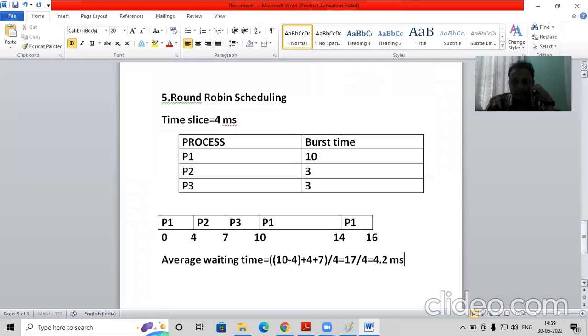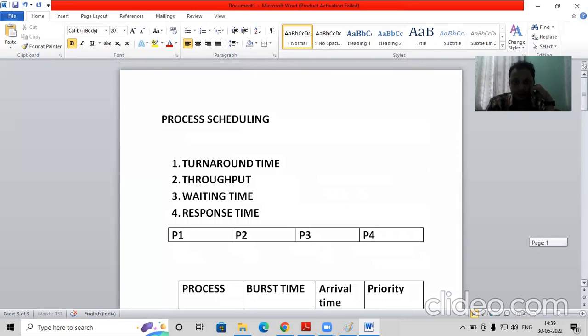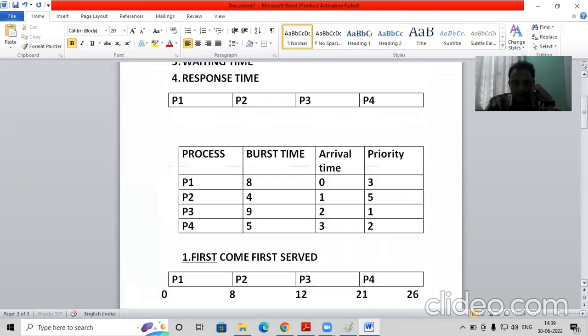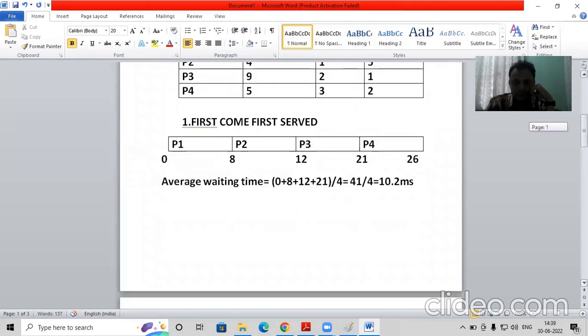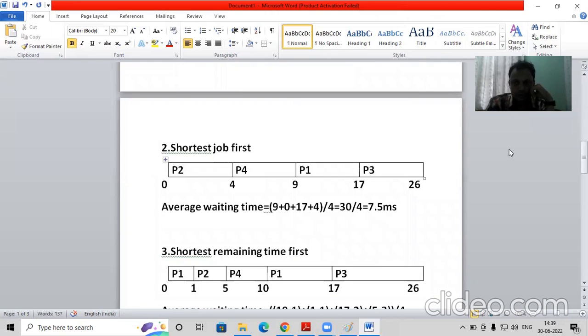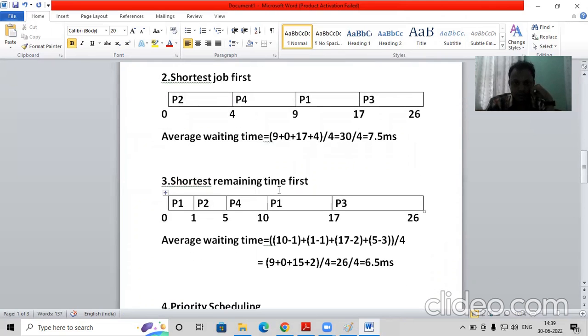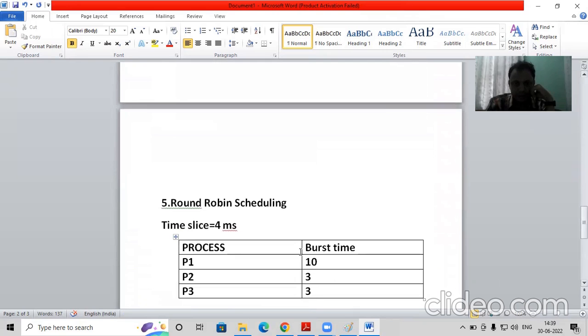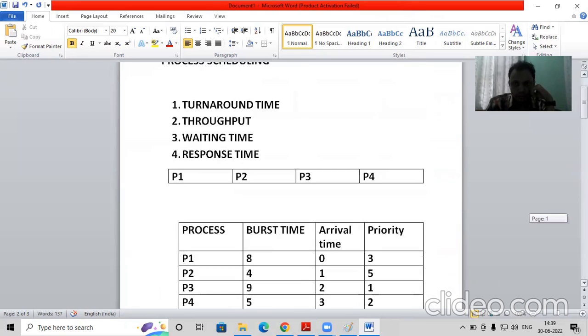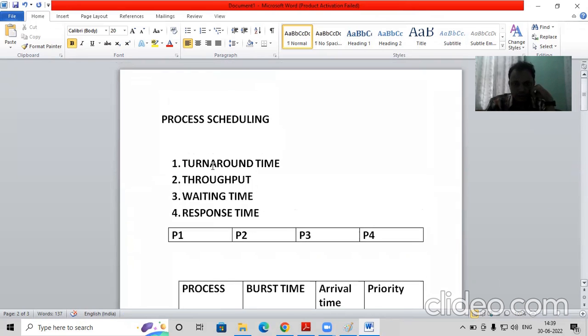So in this class, we have discussed different scheduling algorithms. At first, we discussed first come, first serve scheduling. Next, shortest job first scheduling. Shortest remaining time first scheduling. Then priority scheduling. Then round robin scheduling. Also, we have discussed some terminologies in process scheduling: turnaround time, throughput, waiting time, and response time.